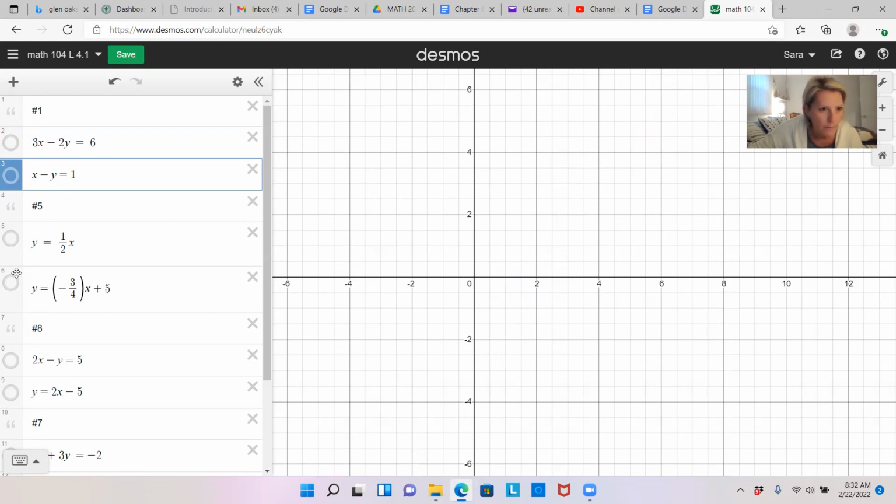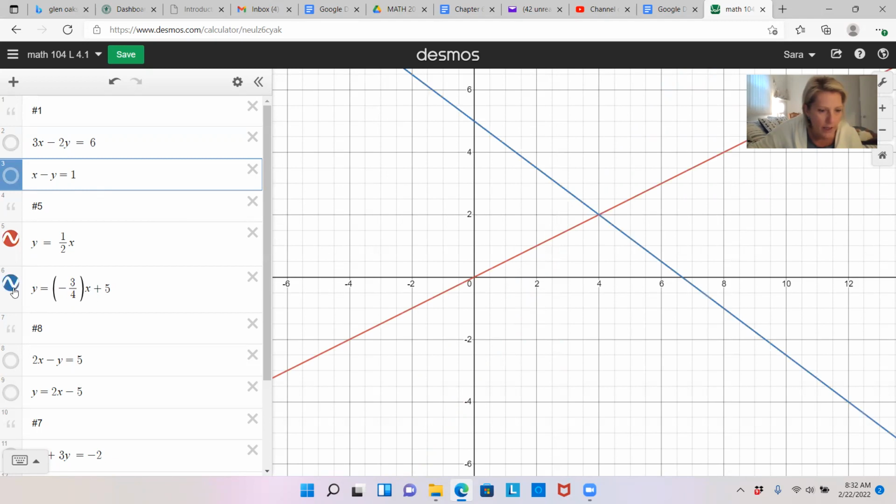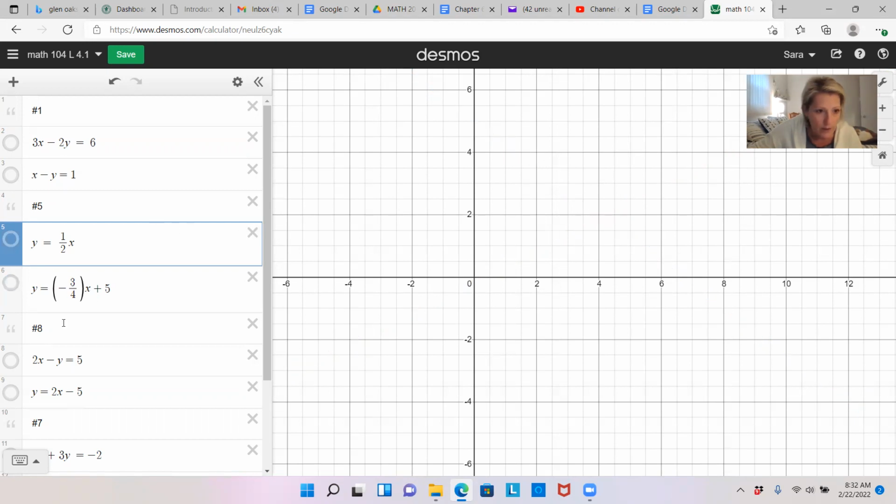I'm going to turn these off and let's look at question number 5. Again, it's graphing. We have y equals 1/2 x, which has a positive slope, in red. Its y-intercept is at 0, 0. You can see there's no plus value. The other one is y equals negative 3/4 x plus 5, in blue, and the slope is negative. If you click on one of the lines, you can see their intersection is at 4,2. Again, they intersect at one point.